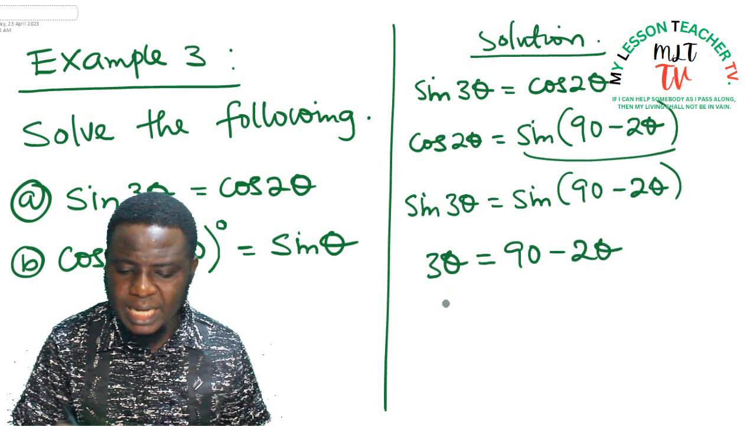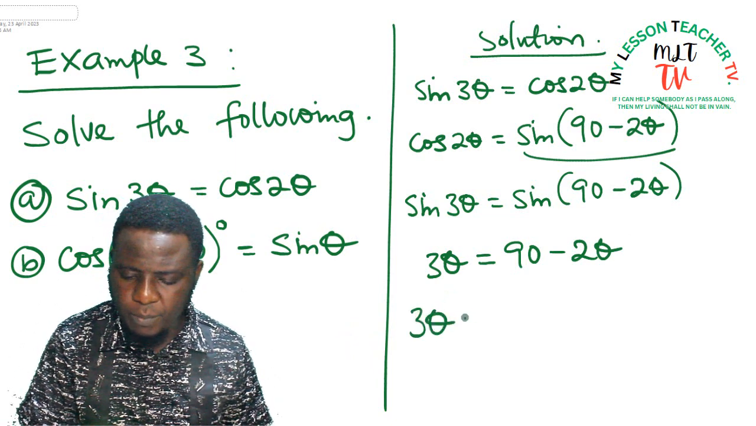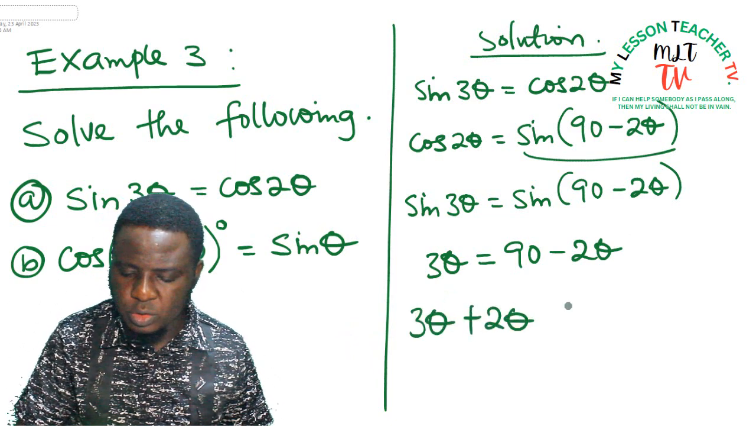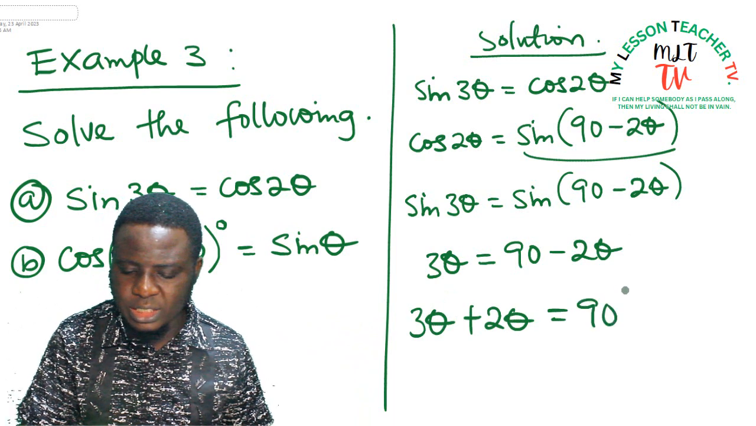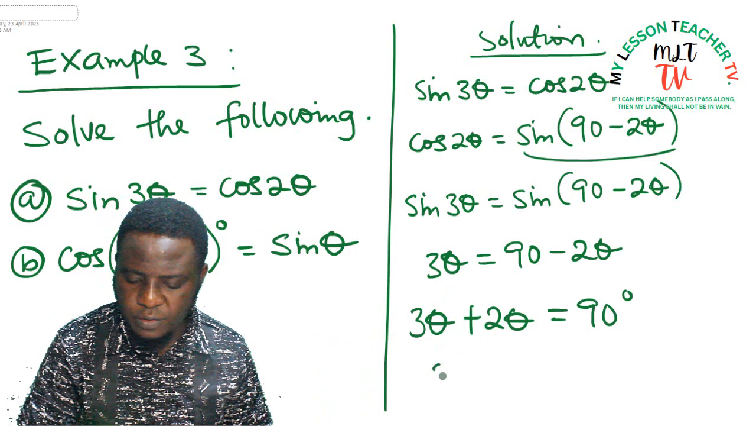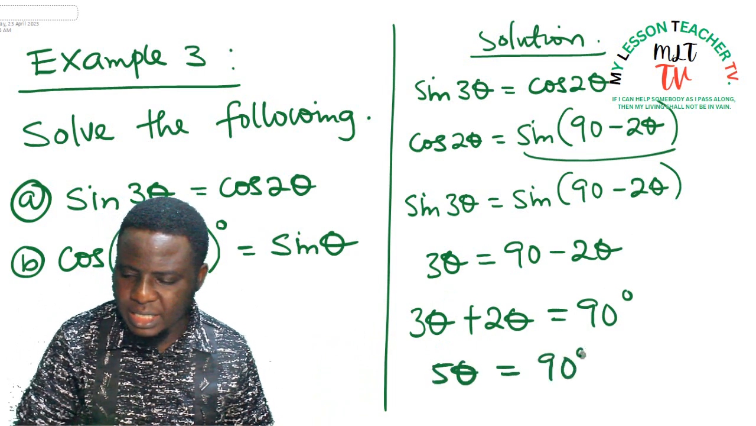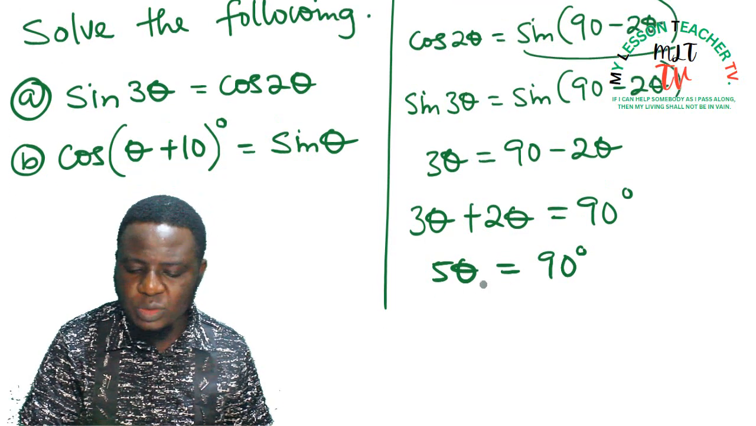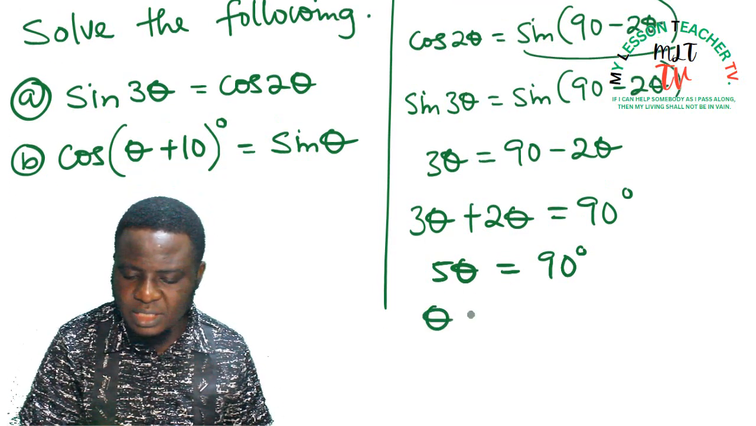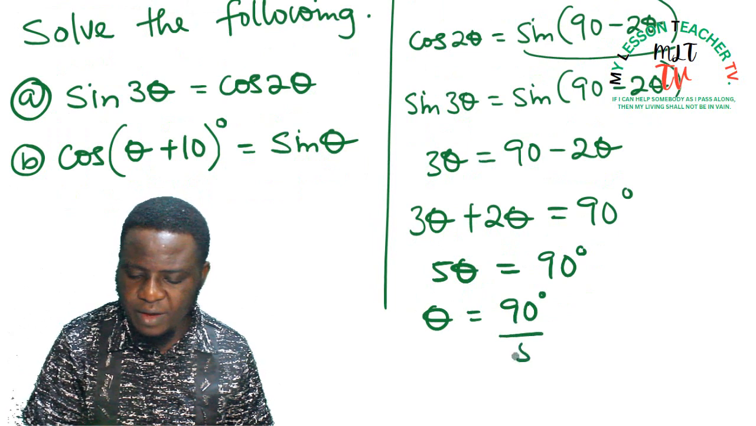Simplifying this by collecting like terms, you have it to be 3 theta plus 2 theta to be equal to 90 degrees. And 3 theta plus 2 theta gives us 5 theta. So 5 theta is equal to 90 degrees. And when you divide both sides by 5, you have theta to be equal to 90 degrees divided by 5.